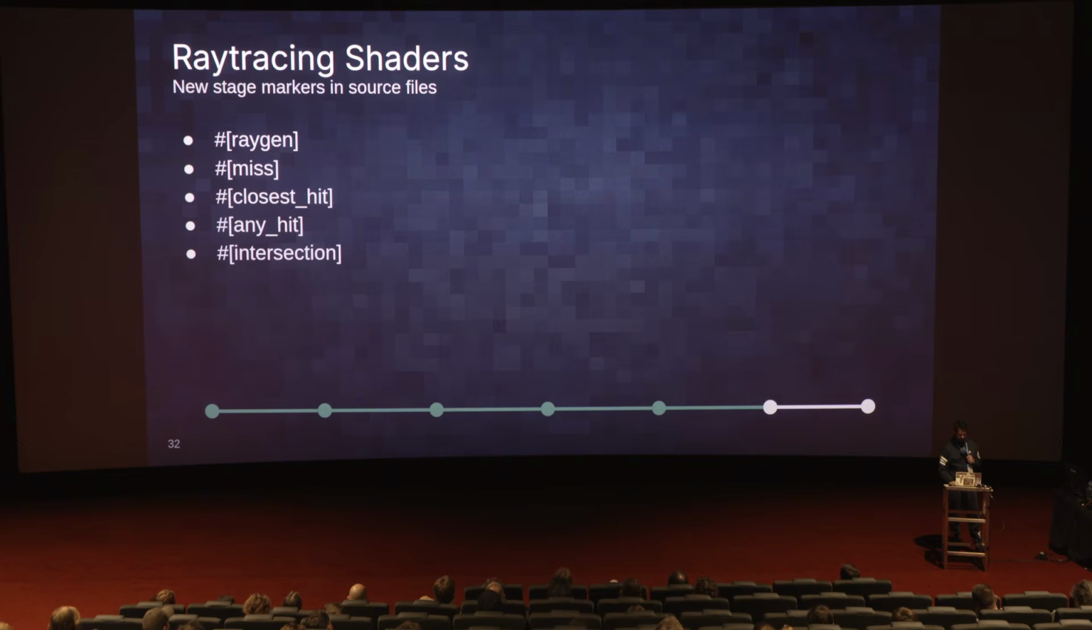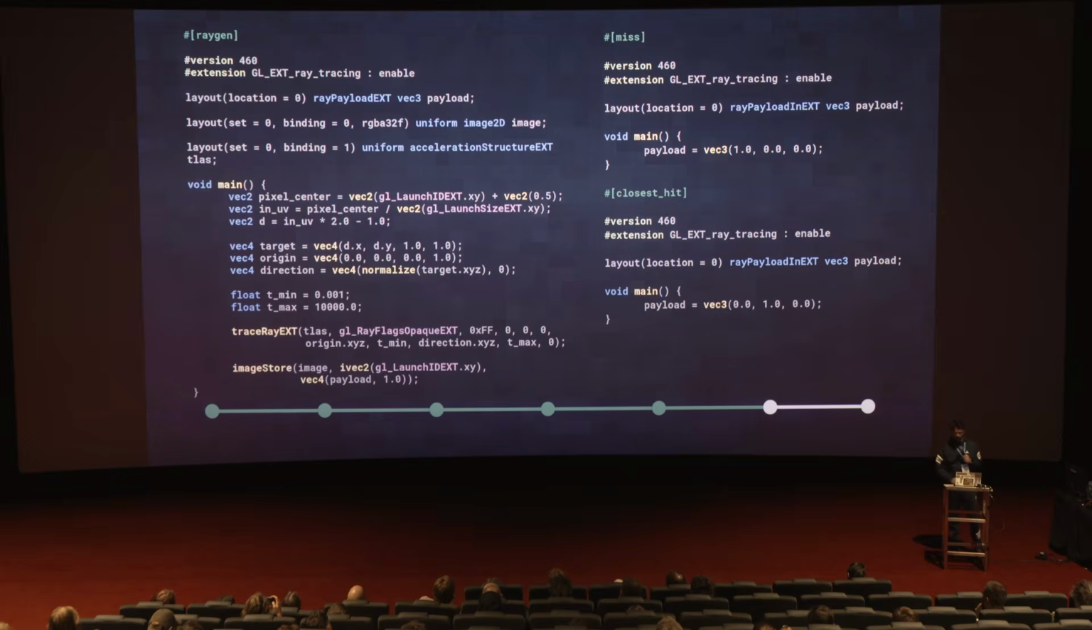That's so cool. Ray tracing shaders, okay, this is the part where I introduced new markers in source files. We have markers for raygen, miss, closest hit, any hit, and intersection. And here we have an example.